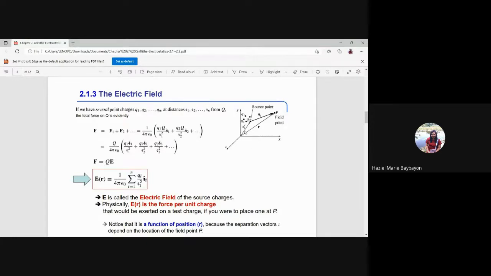Okay? And then, we get the electric field at this point due to Q2. And we just add these individual electric fields. Okay? So that is the total field at point P. Now, take note that it is vector addition because electric field is a vector quantity. So, like force, electric field is a vector quantity.